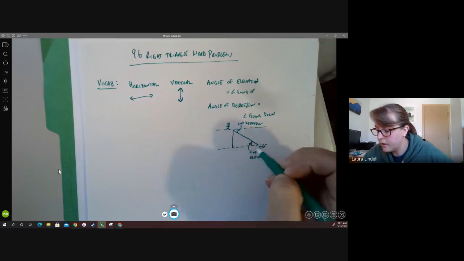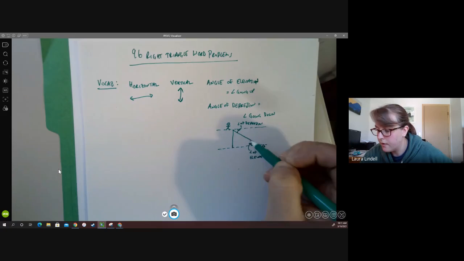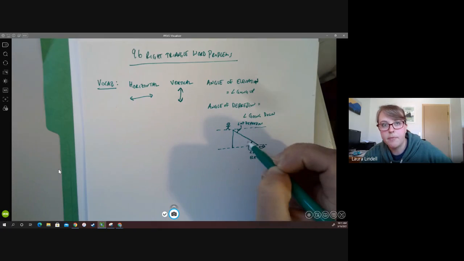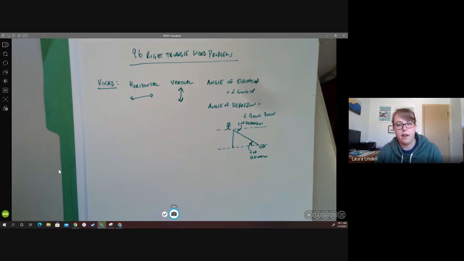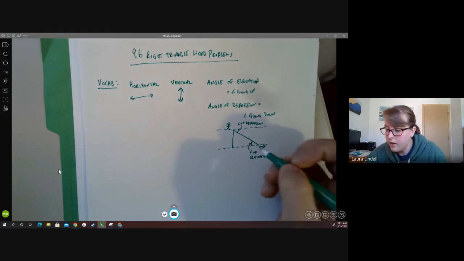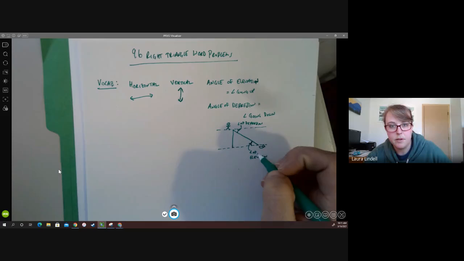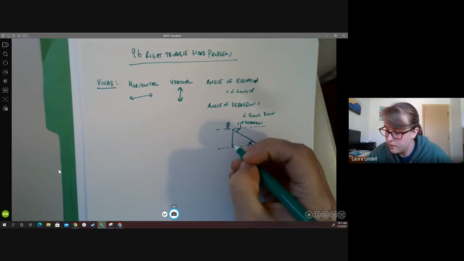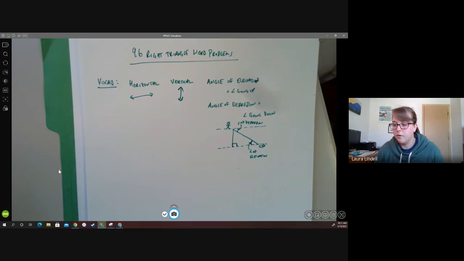Because if these two horizon lines are parallel, then this is a transversal and these are alternate interior angles. So these two angles are the same. So whenever you're asked for an angle of elevation or an angle of depression, however your triangle is drawn, you can usually solve for the bottom corner angle and be okay, because it's the same angle. So those are some things that will help us with our right triangle word problems here: horizontal, vertical, angle of elevation, angle of depression. All right.